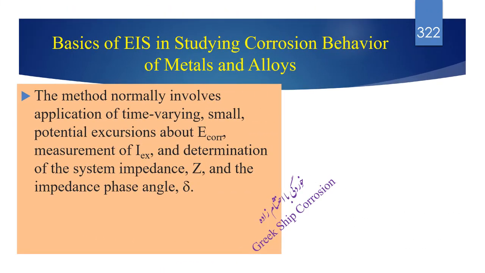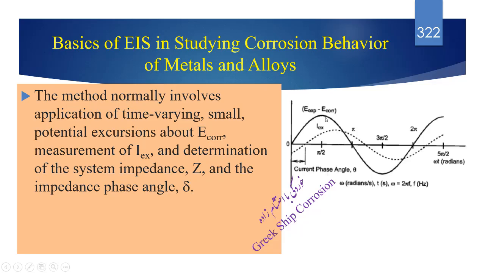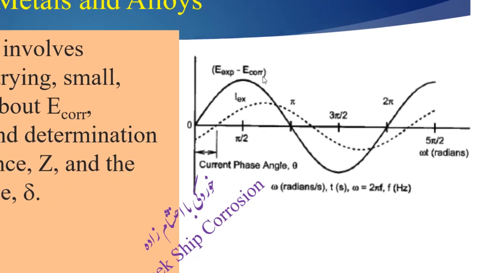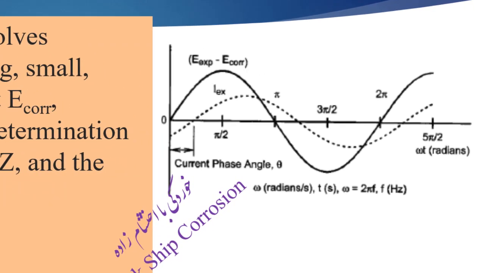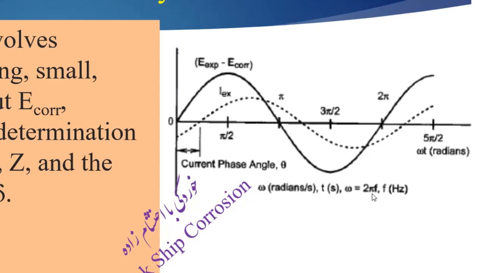The method normally involves application of time-varying small potential excursions about E_corr, or corrosion potential, measurement of external current I_x, and determination of the system impedance Z and the impedance phase angle delta. Solid wave is potential excursion and dotted wave is external current. The angular frequency equals 2 times pi times frequency.